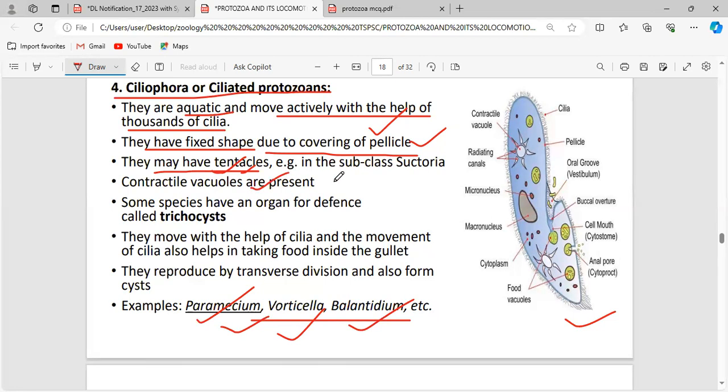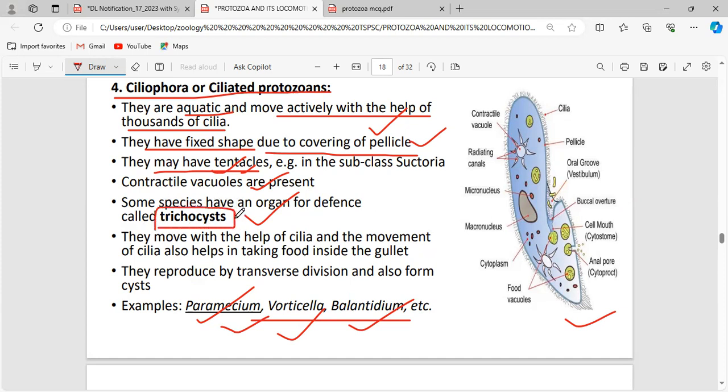Contractile vacuole is present, so obviously osmoregulation happens. What a contractile vacuole is and what its function is will be explained in today's class. Some species have an organ for defense called the trichocyst. The trichocyst is the defense organelle.